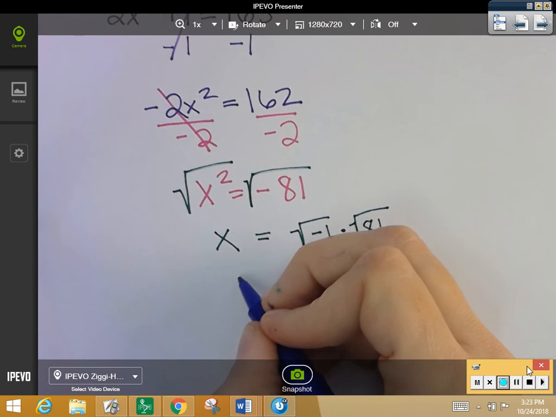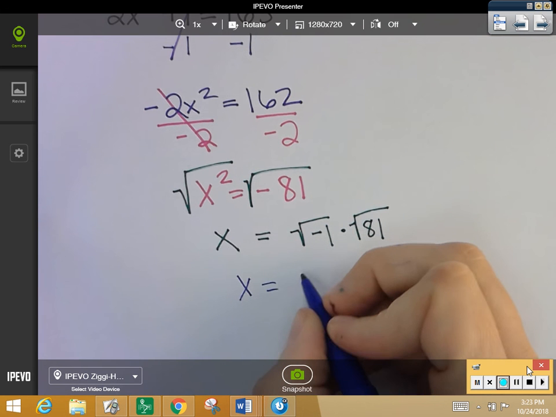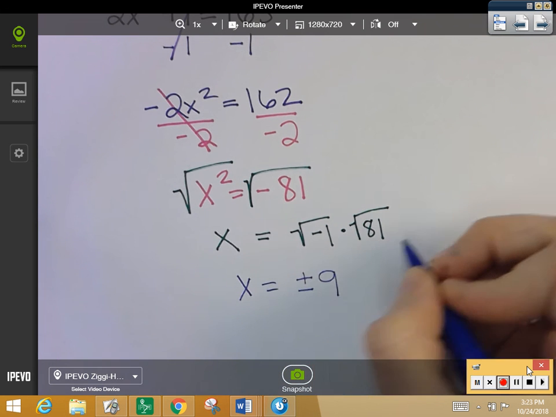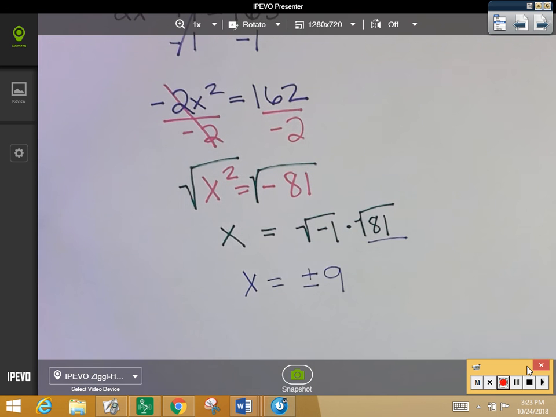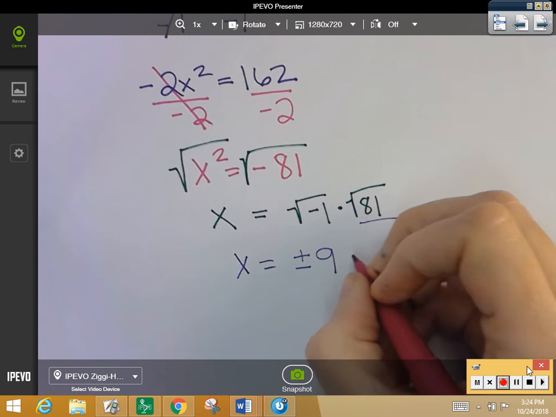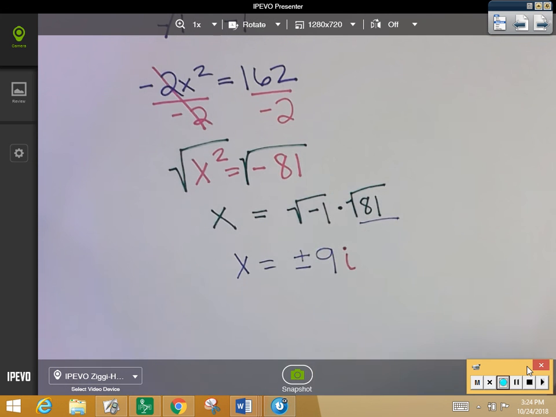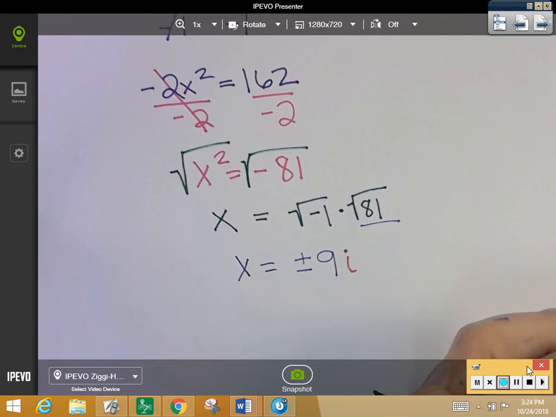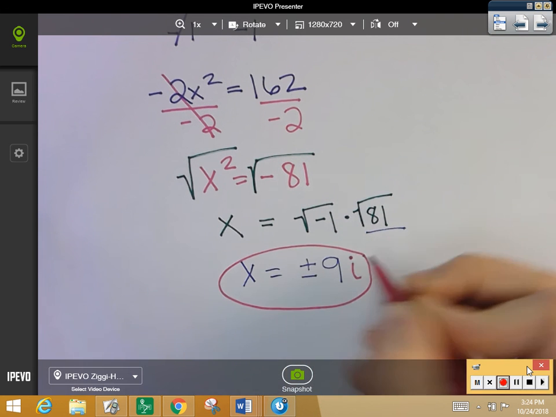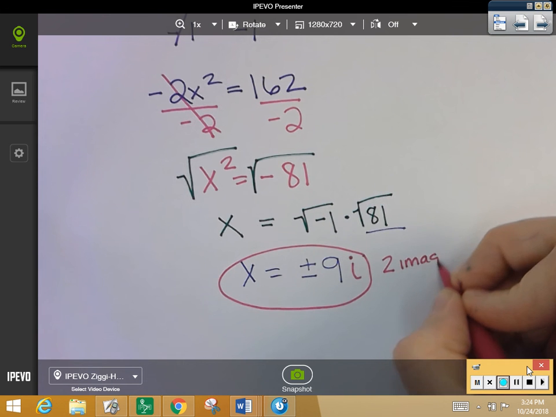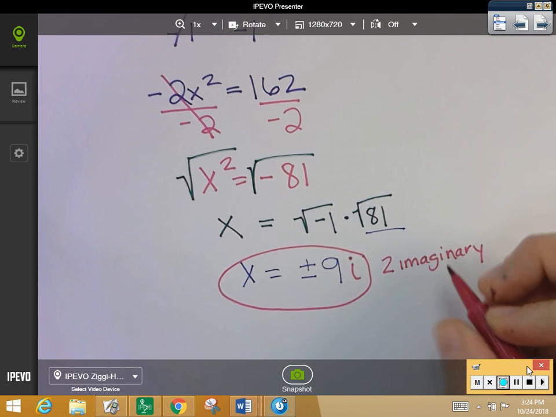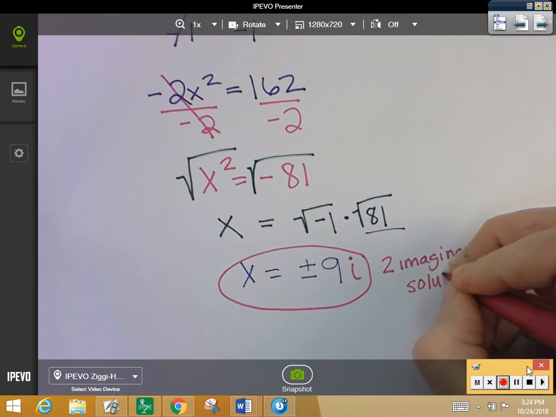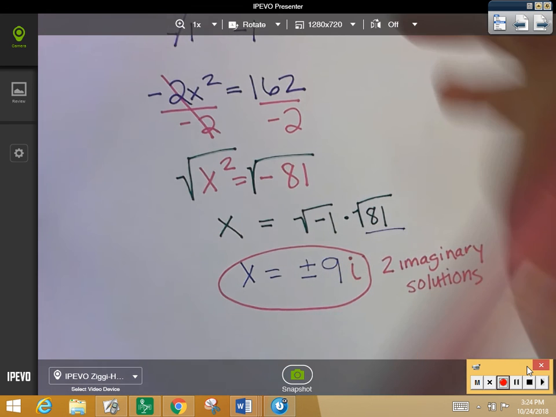So the square root of 81 is both positive and negative 9. So the square root of 81 became positive negative 9, and the square root of negative 1, we know that just doesn't exist in real life, but mathematicians have come up with the fact that the square root of negative 1 is an imaginary unit, and that allows us to solve this quadratic. So this represents two imaginary solutions for x, and that's how you solve a quadratic with an imaginary number.